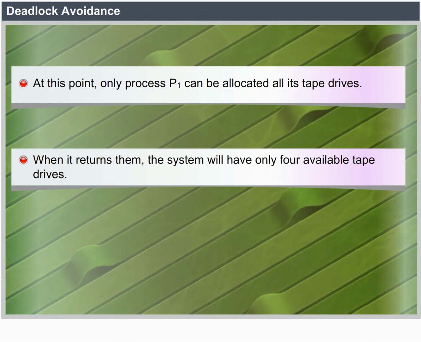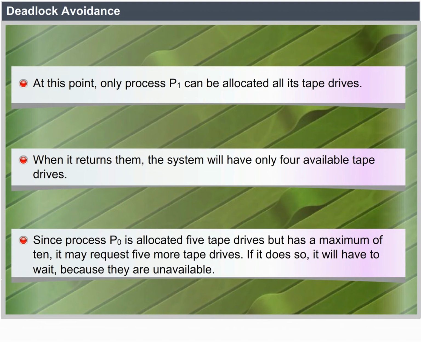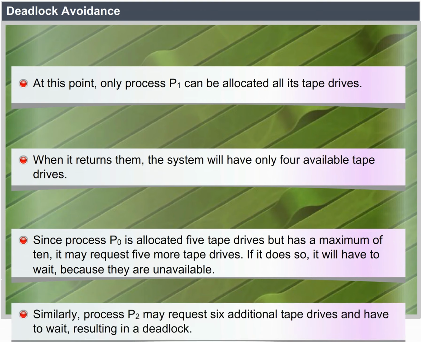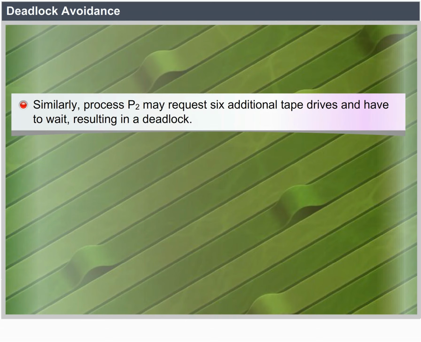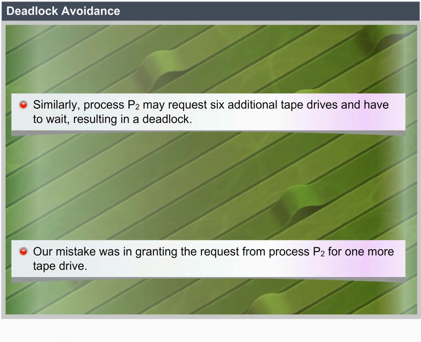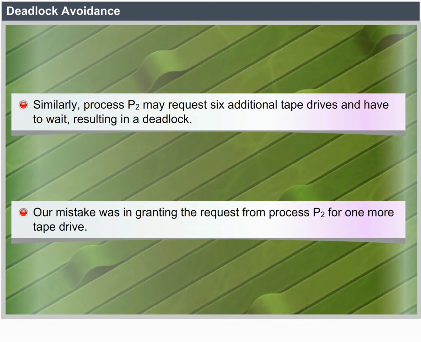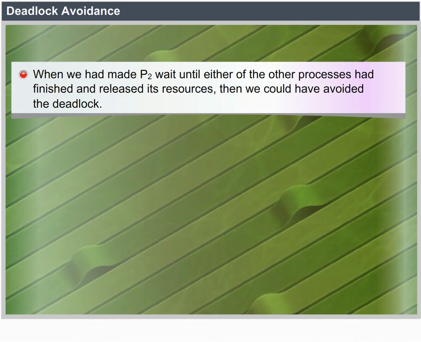Since process P0 is allocated 5 tape drives but has a maximum of 10, it may request 5 more tape drives. If it does so, it will have to wait because they are unavailable. Similarly, process P2 may request 6 additional tape drives and have to wait, resulting in a deadlock. Our mistake was in granting the request from process P2 for one more tape drive. If we had made P2 wait until either of the other processes had finished and released its resources, then we could have avoided the deadlock.